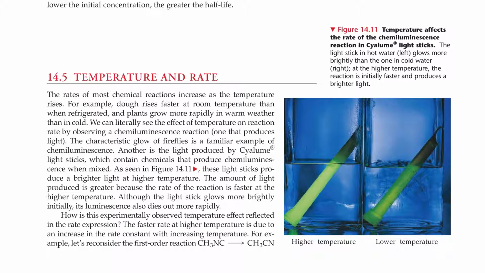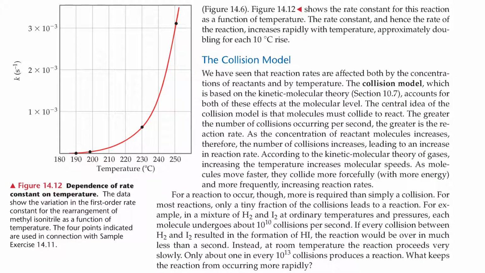How is this experimentally observed temperature effect reflected in the rate expression? The faster rate at higher temperatures is due to the increase in the rate constant with increasing temperature. For example, let's reconsider the first-order reaction of methyl isonitrile going to acetonitrile. Figure 14.12 shows the rate constant for this reaction as a function of temperature. The rate constant, hence the rate of reaction, increases rapidly with temperature, approximately doubling for each 10 degrees Celsius rise.